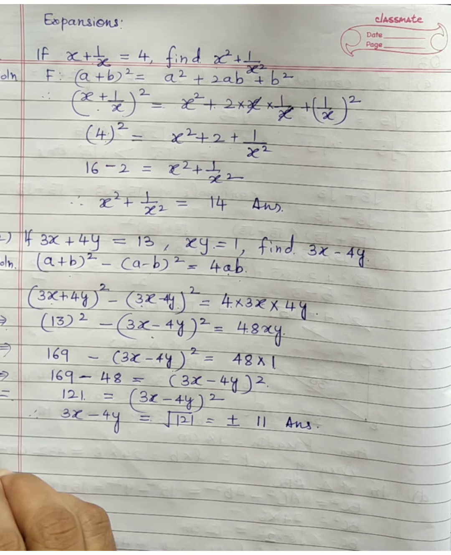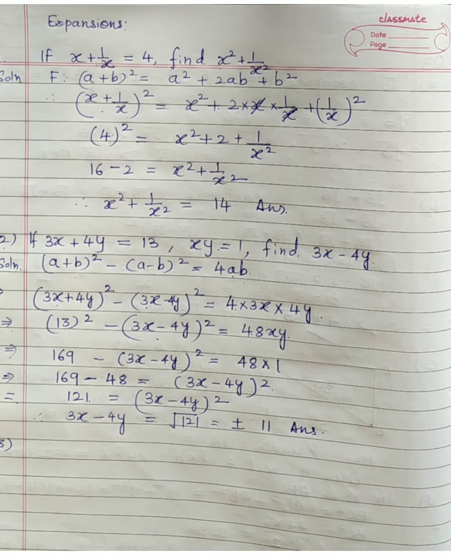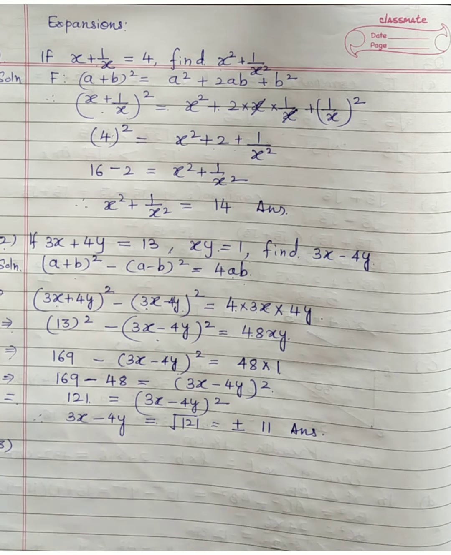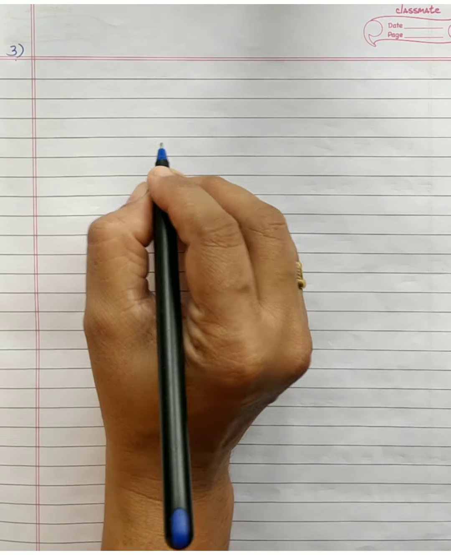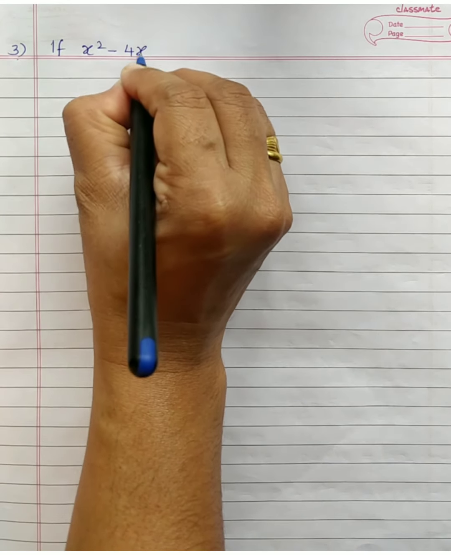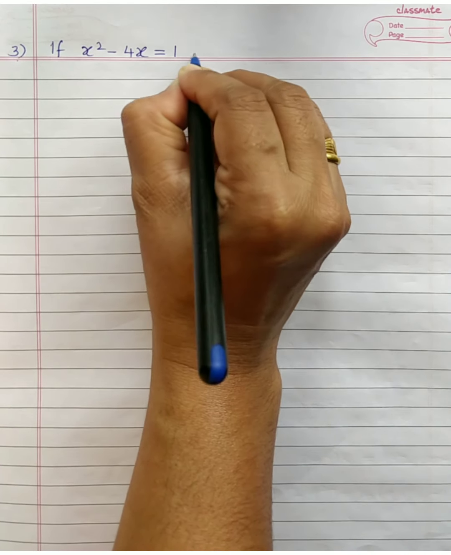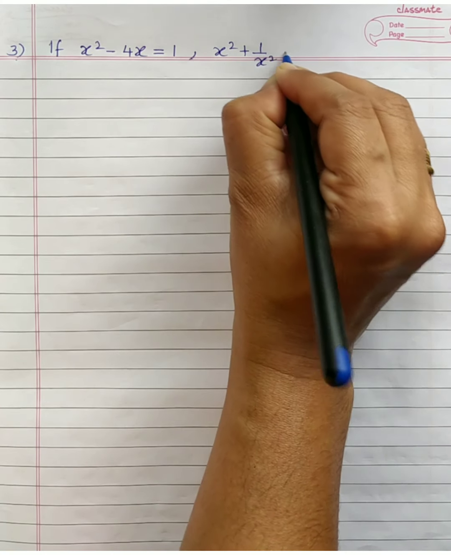Okay. You need to solve it yourself in order to understand it more clearly. Okay. The next question. This is another pattern that I will take. x square minus 4x is equal to 1. If x square minus 4x is equal to 1, find x square plus 1 upon x square.